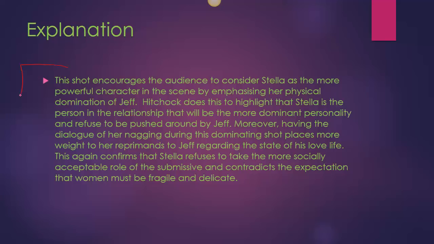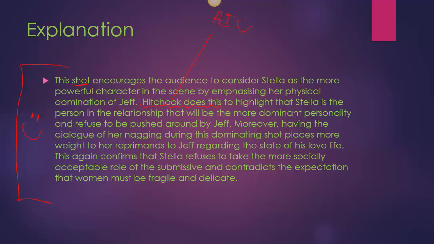Again, look, it's a nice long explanation. I'm doing justice. So this shot encourages the audience to consider Stella as a more powerful character in the scene by emphasizing her physical domination of Jeff. Hitchcock does this, again, I'm talking authorial intent there, I'll just call it AI, authorial intent stuff. Hitchcock does this to highlight that Stella is the person in the relationship that will be the more dominant personality and refuse to be pushed around by Jeff.